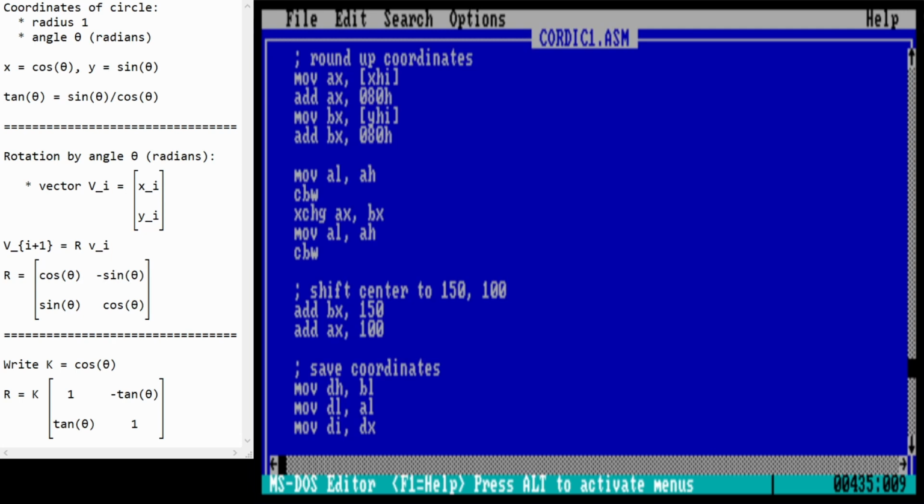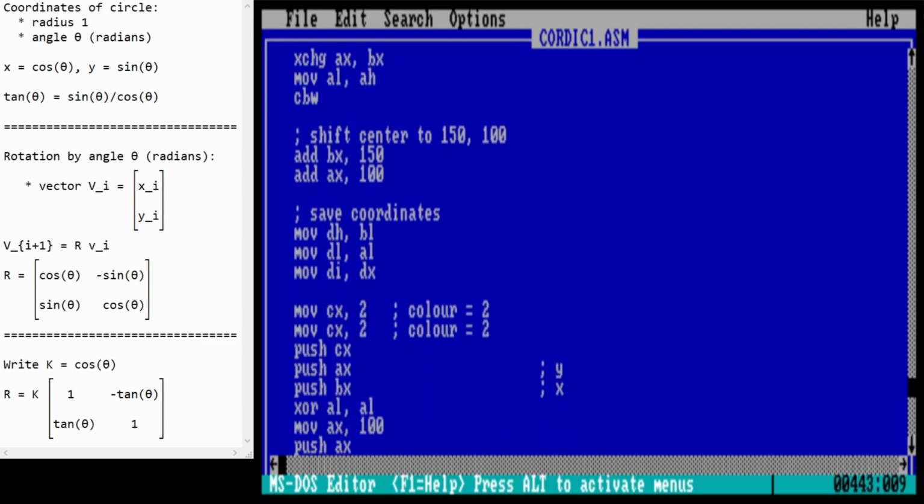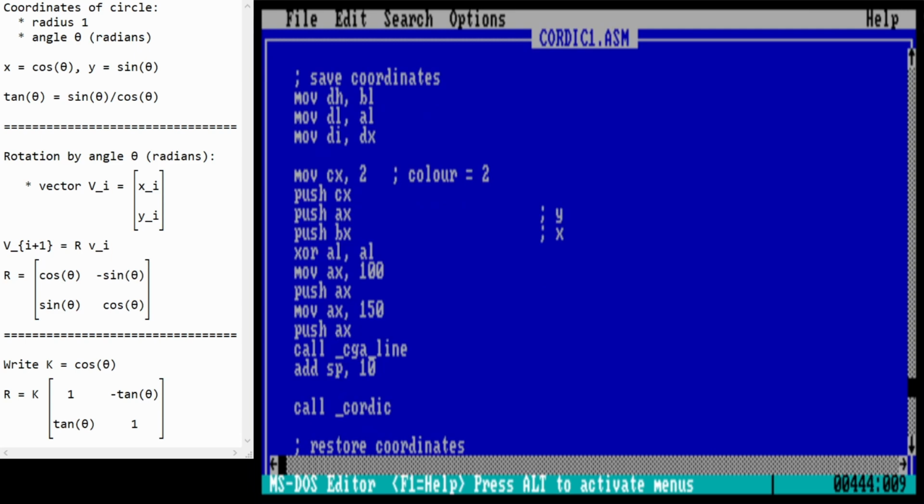So that means we can do our rotation and then restore our coordinates from the DI register. So let's go ahead and draw our line in that initial position before it's rotated, and we'll do that in color 2, and this is just a matter of pushing all the arguments onto the stack for the CGA line function. So these are the coordinates that we've just computed. This is the point that's being rotated, and of course the other end of the line is now at 100, 150. It doesn't move at all, so those are just constant values that we put on for those coordinates, and then we call our CGA line procedure and fix up our stack afterwards.